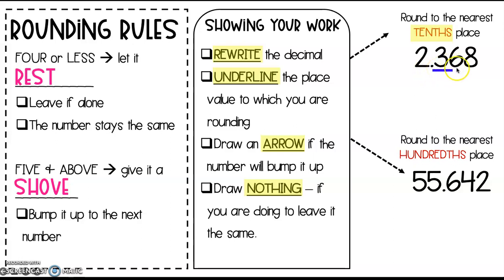So what I'm going to do is look next door. Next door I see a 6, so I'm going to draw my arrow because I'm going to bump that up. 6 is above 5, so I'm going to bump it up to 2.4. And that's my number rounded to the tenths place.